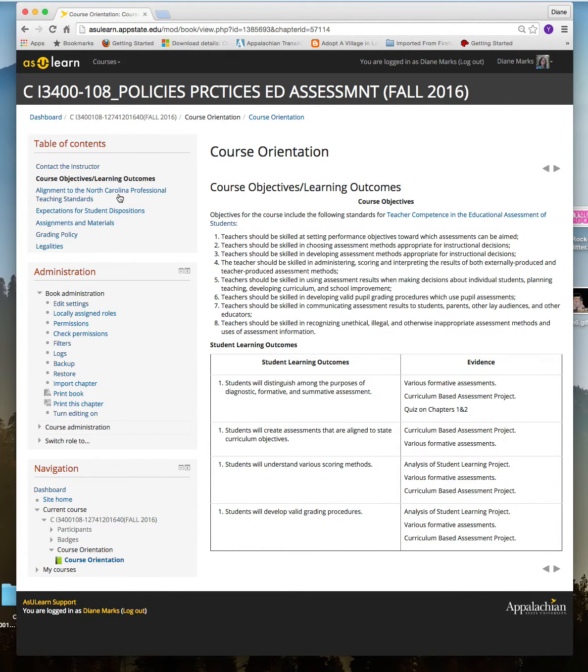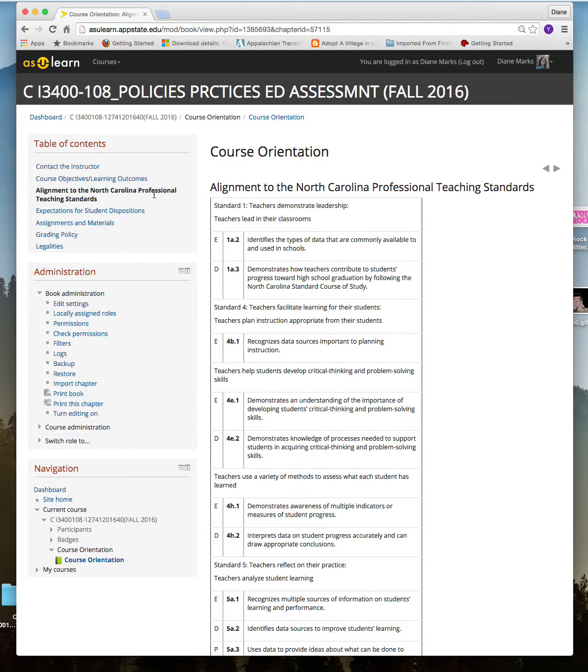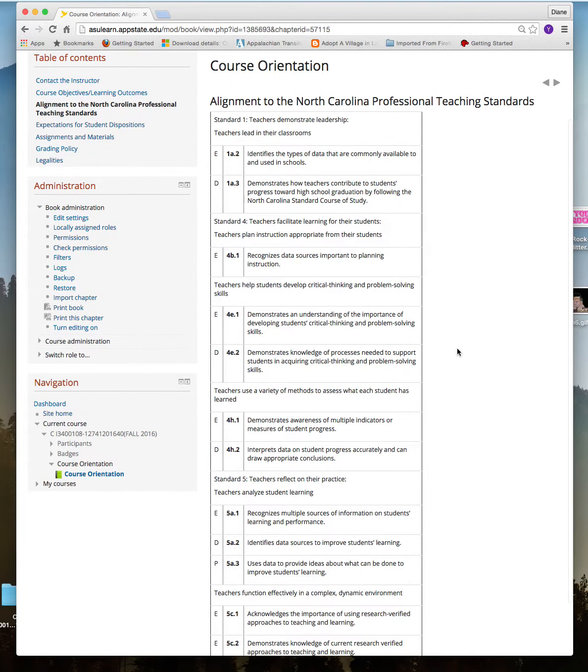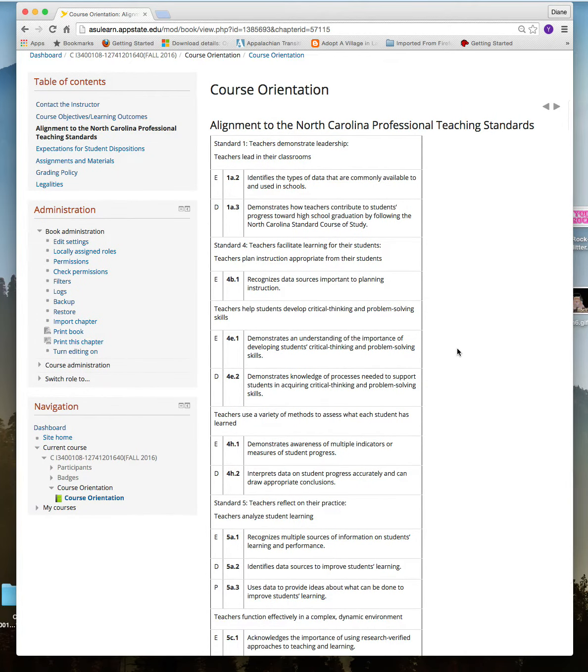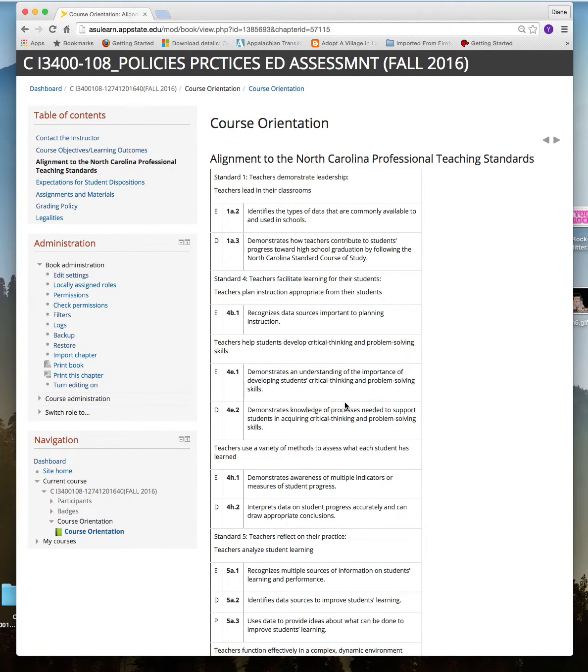This course is all about assessment, and it's assessment for learning and of learning. You want to make sure that you look this over carefully so that you know what is expected of you. This course is not just made up to give you a hard time. This course is aligned to the North Carolina Professional Teaching Standards. And that's something that you will be evaluated on as you move through student teaching and out into your own classroom. So make sure that you understand what you need to demonstrate and what you need to do in order to make a C in this class.